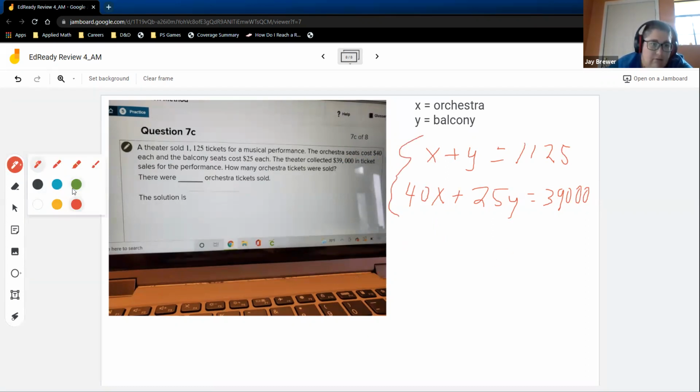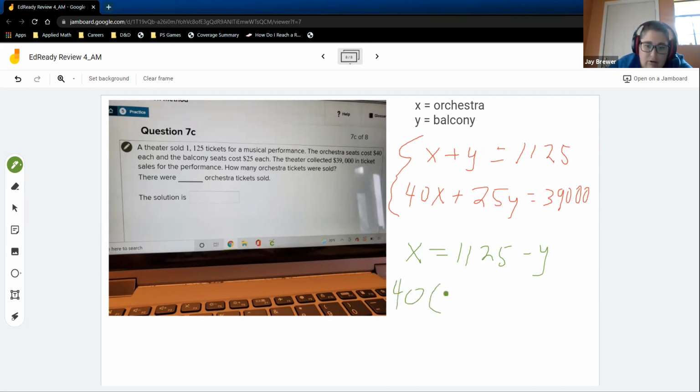The best thing to do is solve for one of the variables. So in this case, we care about the orchestra, so that's X. So if X equals, now we just have to move the Y over. So 1,125 minus Y. We're then going to place this into the other formula, into the other equation. 40 times 1,125 minus Y.